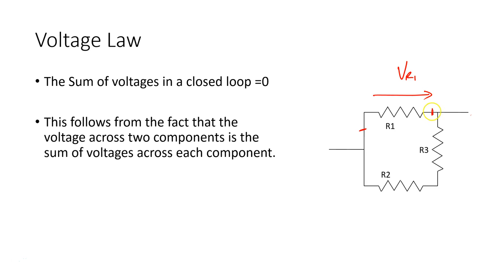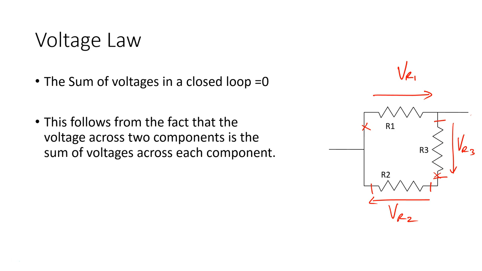If I now take these probes and I measure between this point and this point, I will get VR3. And similarly, if I measure between this point and this point, I will get VR2. Now, if I place one probe here and the other probe here, I will get VR1 plus VR3.